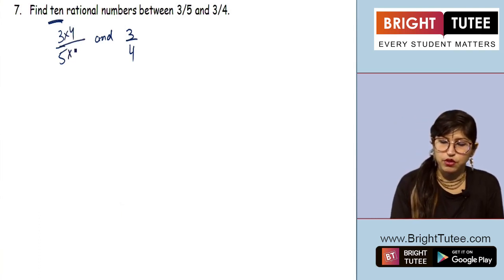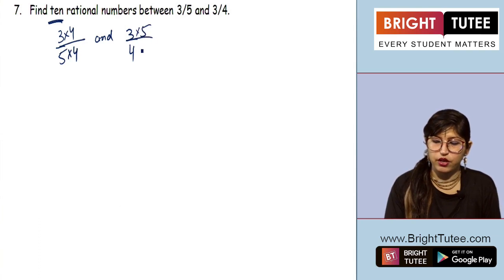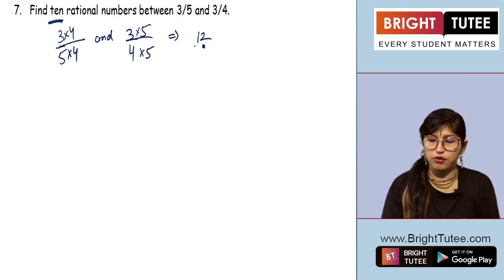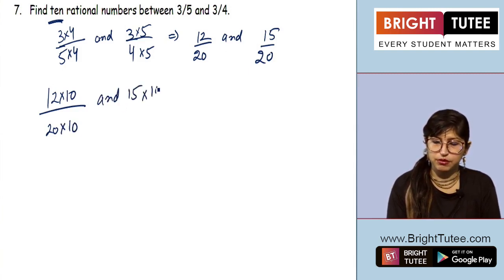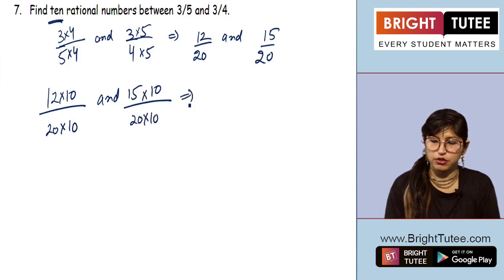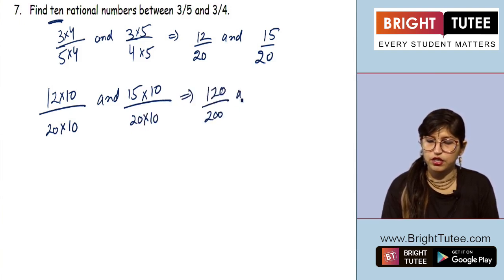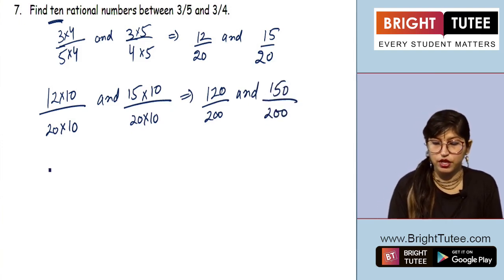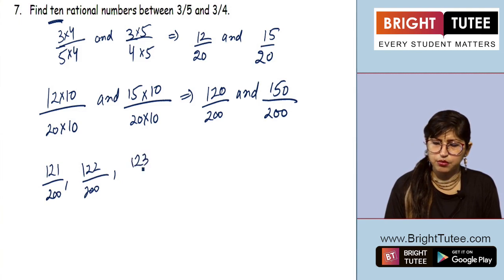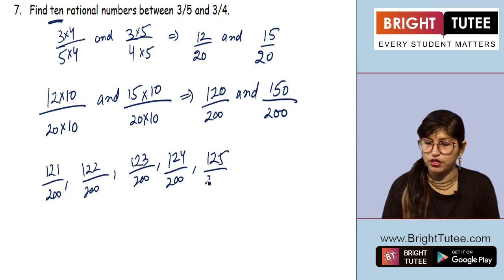So we have discussed many questions now, and I hope you can easily do that. So there will be 12 upon 20 and there will be 15 upon 20. So we will be multiplying both of them by 10. And the other will be 15 times 10 upon 20 times 10, which will be 120 upon 200 and 150 upon 200. So I need to find 10 rational numbers. So I can start with 121 upon 200 and I can go up to 130. But again, there are so many rational numbers, you can use any of it.